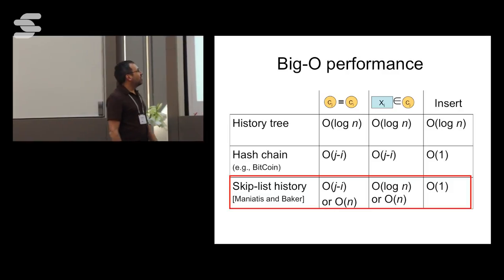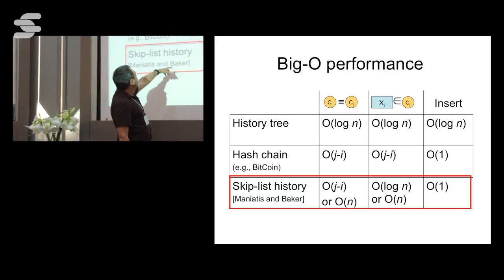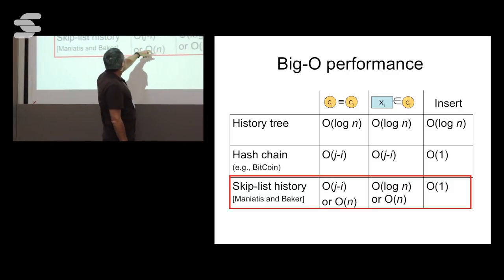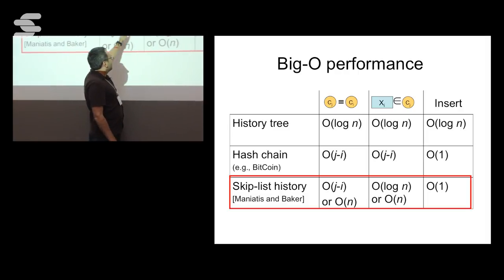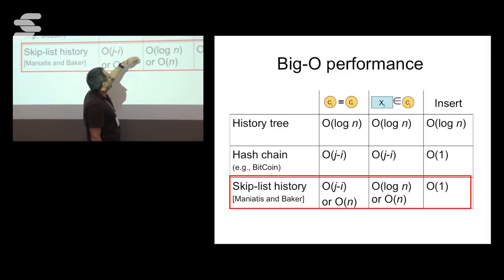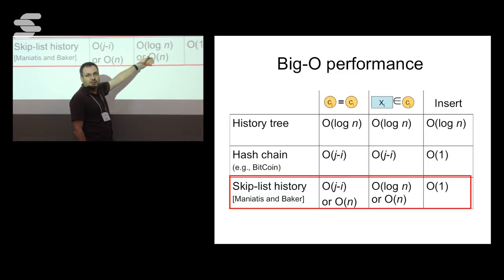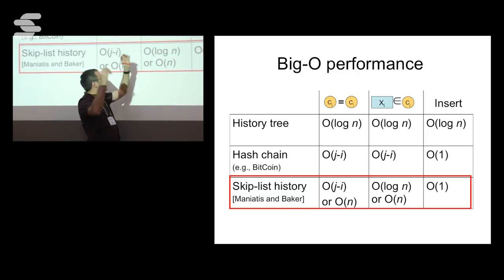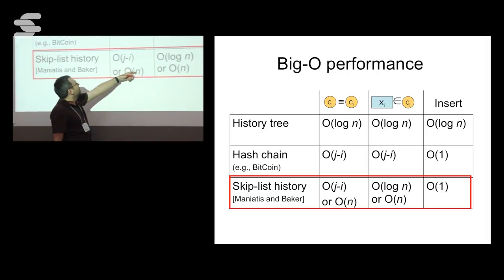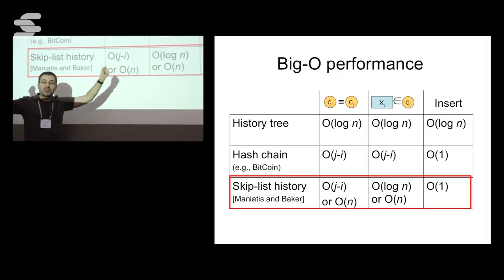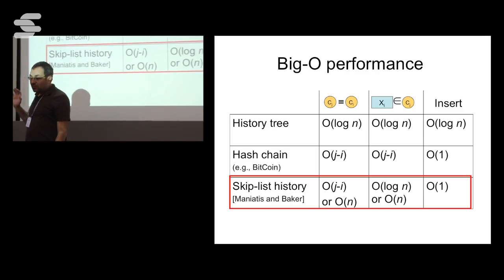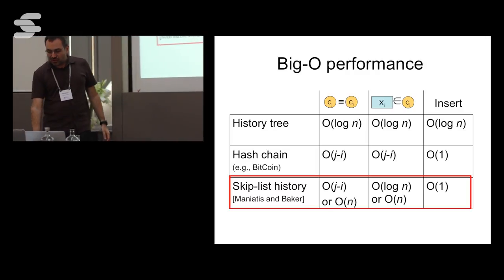Whereas with these skip lists or with hash chains, depending on exactly how you do it, it might be logarithmic for you to do a membership check, but if you're paranoid about all the links, you're going to pay the linear cost of looking at everything. And verifying the commitments are the same is linear. So that's a nice benefit.